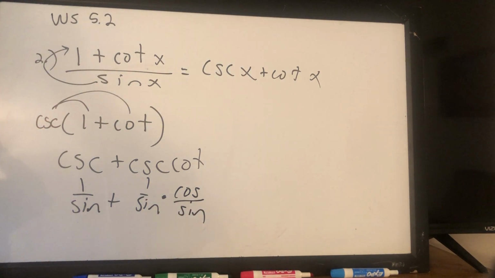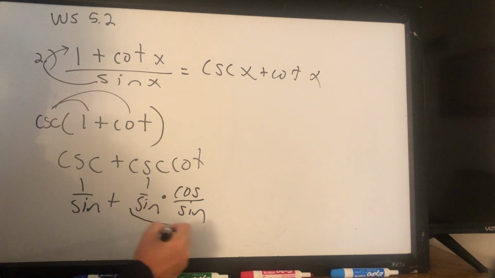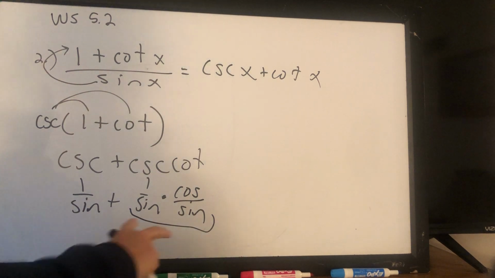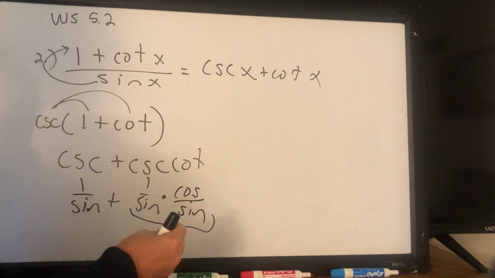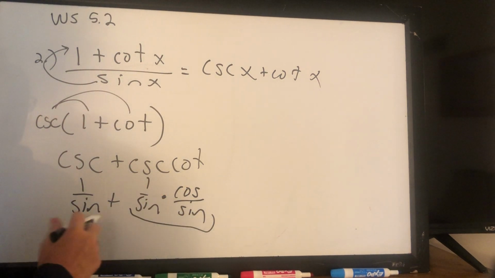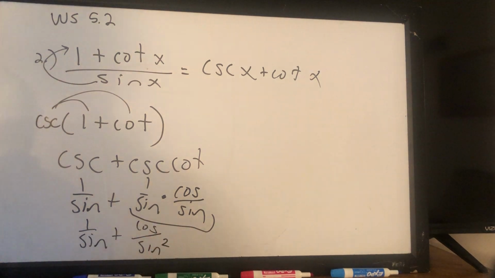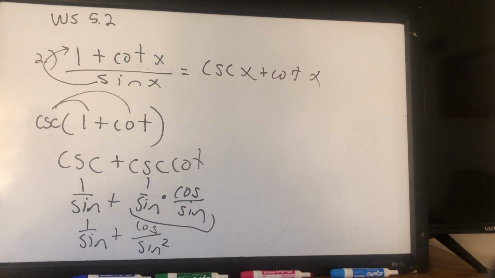Again, you have to smush your multiplication together. Can anything cancel there? No, these are both on the bottom. You're going to smush it together. So that turns into, I'm going to run out of room here, cosine over sine squared. Right?